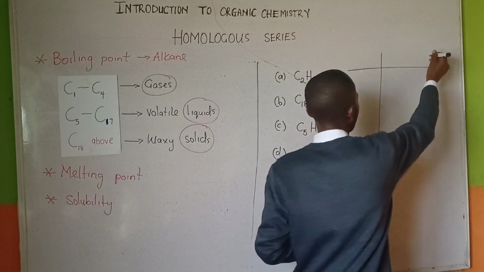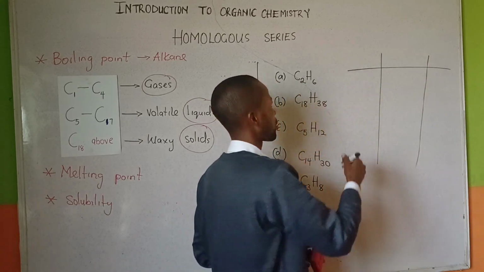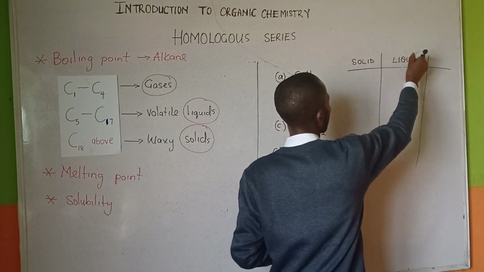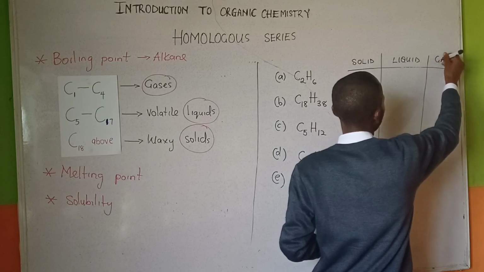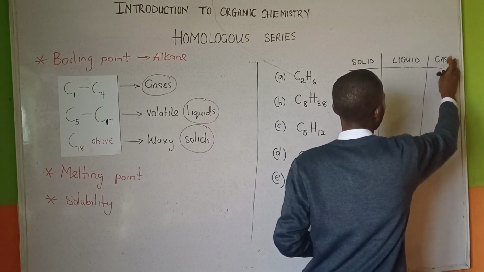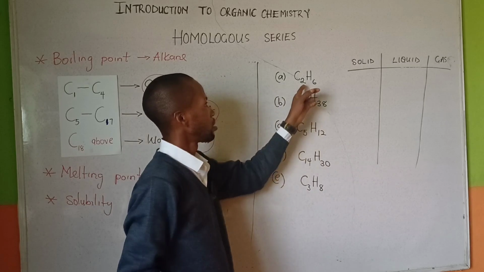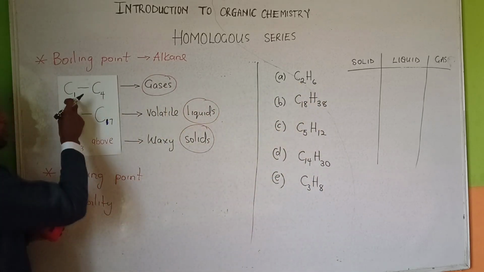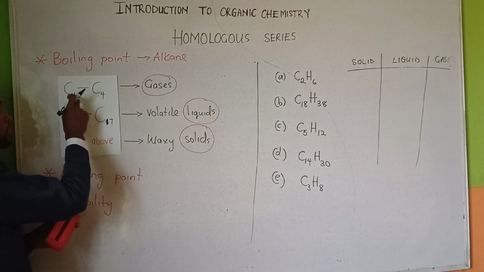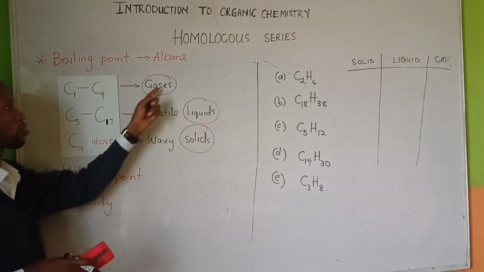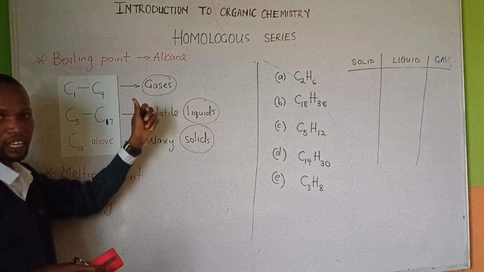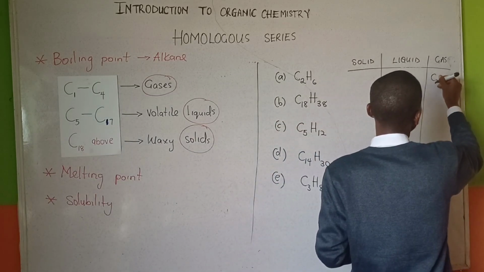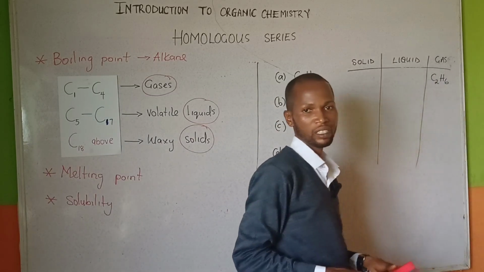Okay, we have solid, liquid, and gas. C2H6 is within this region, C1 to C4. That implies that it is a gaseous alkane. So we have gas. C2H6 is in its gaseous state.